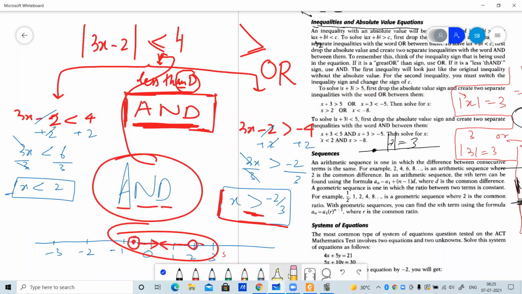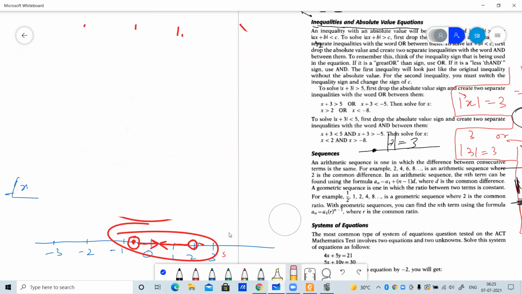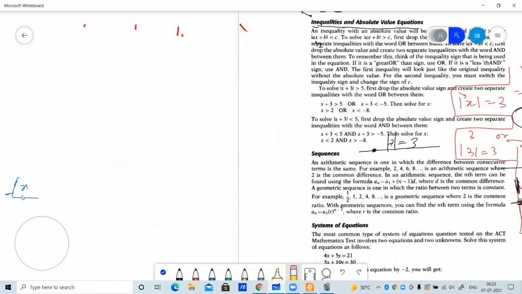Now let's move to the next concept, that is sequences. You have to go a little fast as your exams are approaching, so we'll not go into much detail. We can have different types of sequences.